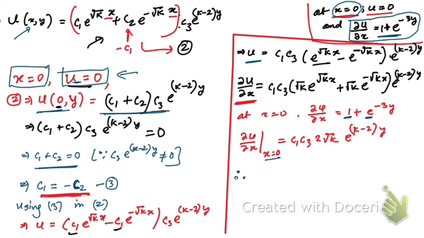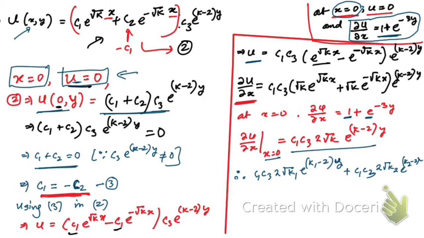this solution as C1 C3 root 2 k1 e to the power k1 minus 2 into y, plus C1 C3 2 root k2. Here it was k1 and now it should be k2, and e to the power k2 minus 2 into y. We can write that way.